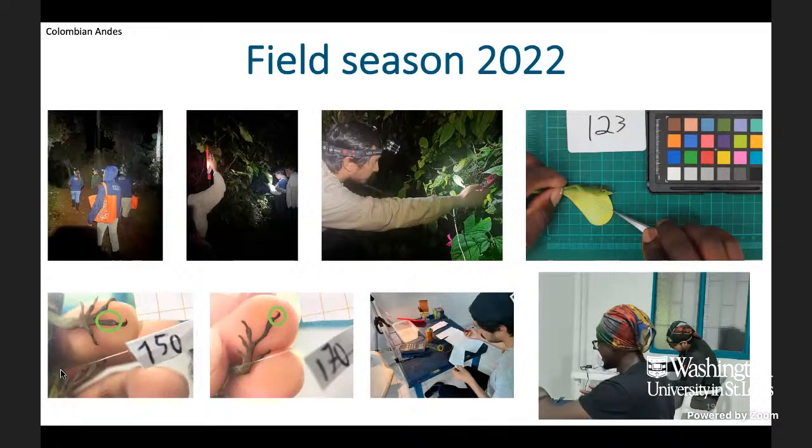So when we went to Colombia, we took a bunch of data. We took obviously the thermophysiology experiments, but we also took a lot of other data that some students in Colombia are using for their undergrad theses.